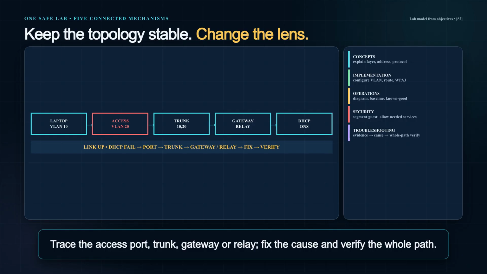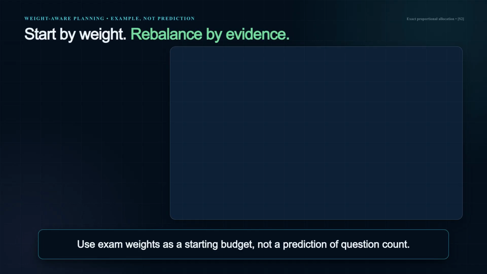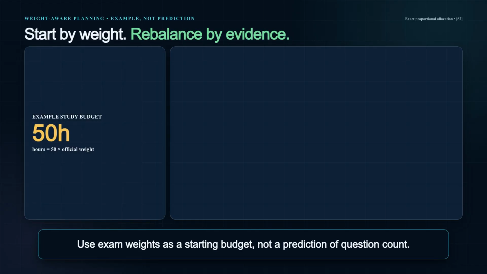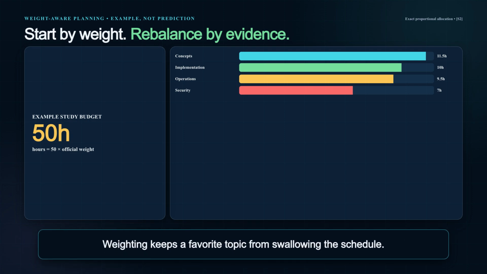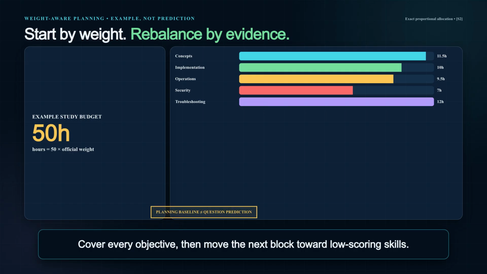Troubleshooting means using evidence to trace the access port, trunk, gateway or relay, fix the cause, and verify the whole path. Use the exam weights as a starting budget, not a prediction of question count. In a 50-hour example, spend 11.5 hours on concepts, 10 on implementation, 9.5 on operations, 7 on security, and 12 on troubleshooting. This prevents a favorite topic from swallowing the schedule. The trade-off is that weight alone cannot see your weaknesses, and a cross-domain PBQ may touch several areas. Keep coverage of every objective, then move the next study block toward low-scoring skills.